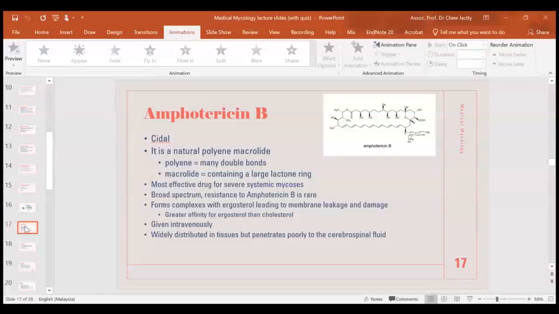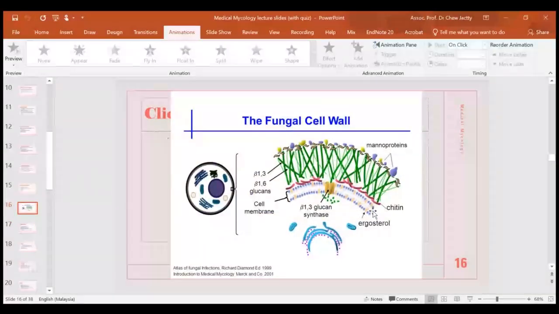In terms of the mechanism of action, they form complexes with ergosterol, so they bind to ergosterol and lead to the leakage of the membrane and damage to the cell. If you recall what we are seeing here, we have ergosterol. The polyenes such as amphotericin B and nystatin will bind to the ergosterol and form a complex. When there's a complex formation, the structure of the membrane is no longer smooth. It affects the integrity of the cell membrane and causes leakage of the cytoplasm content. As a result, the fungal cell will die.